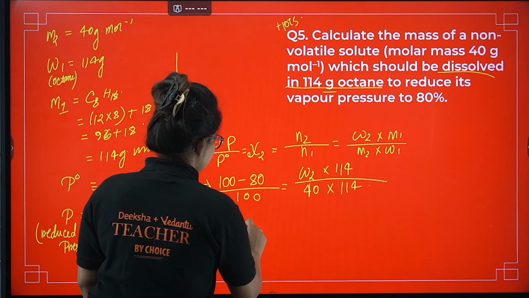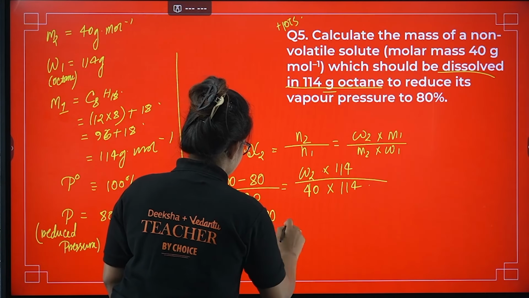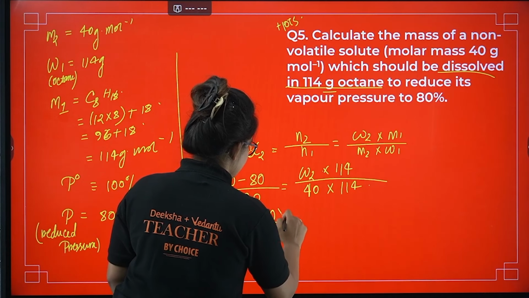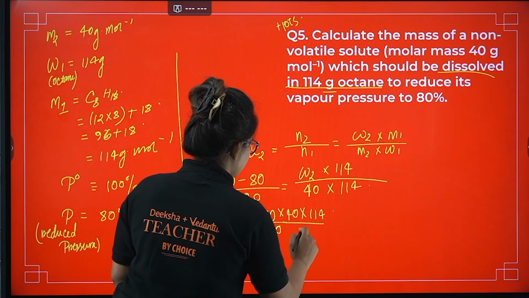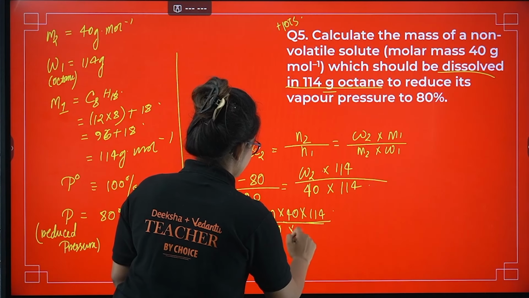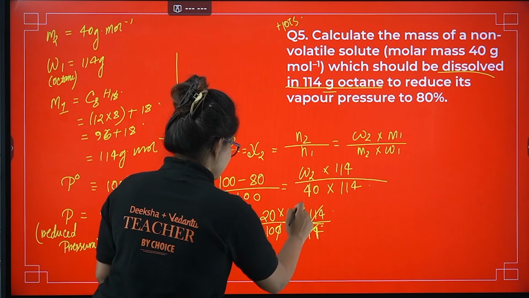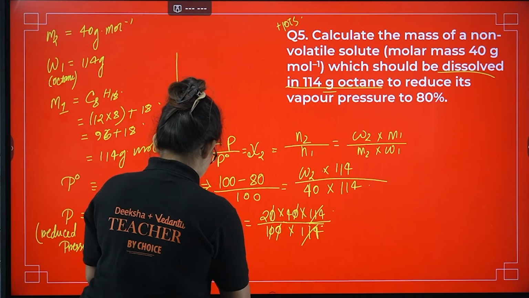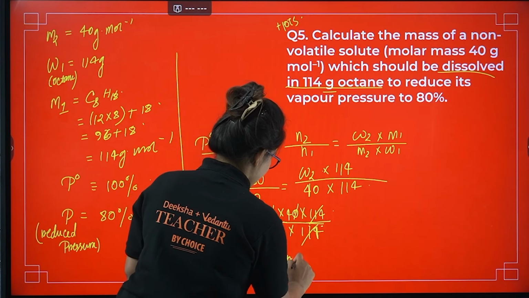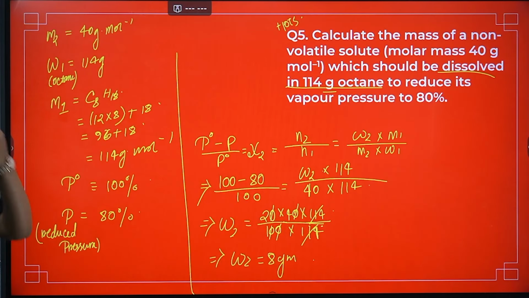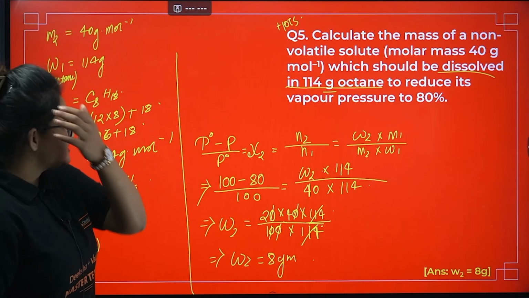Let me simplify this a little bit for you. From here I am getting 20 by 100 equals W2 by 40, into 114 by 114, so this will be cancelled out. W2 is coming up to be 8 gram. I guess it is clear to you. Yes, it's 8 gram. I guess there is no problem.